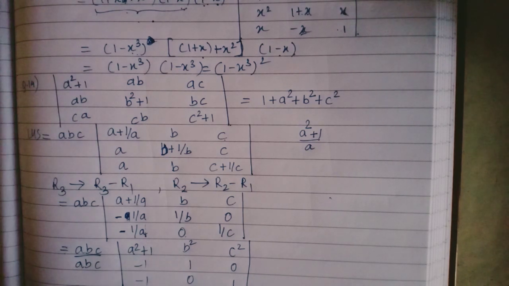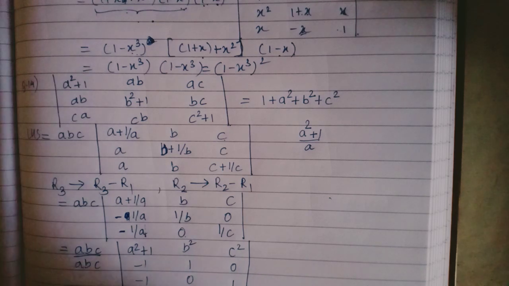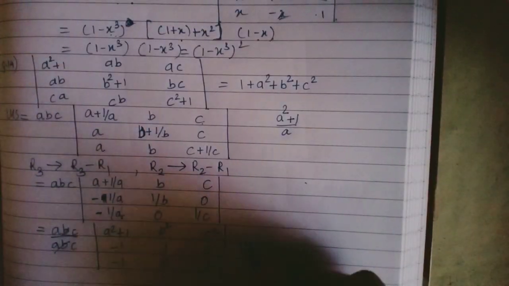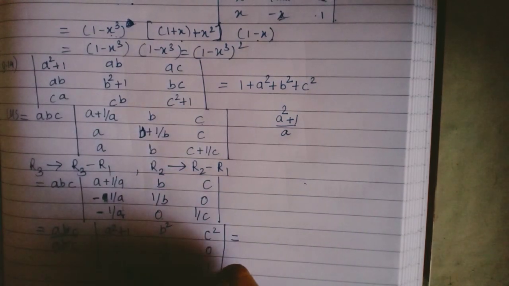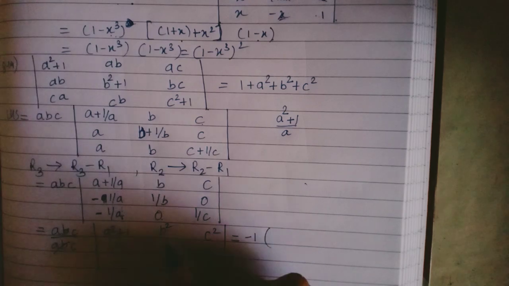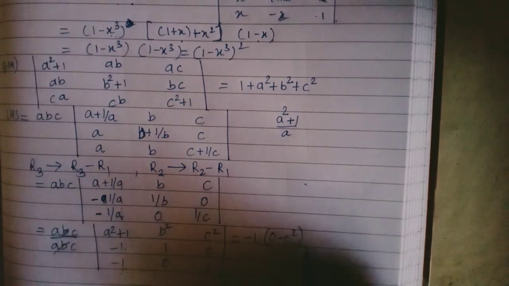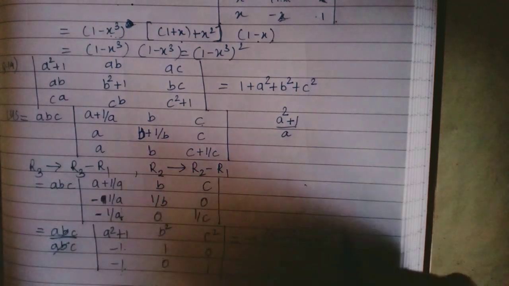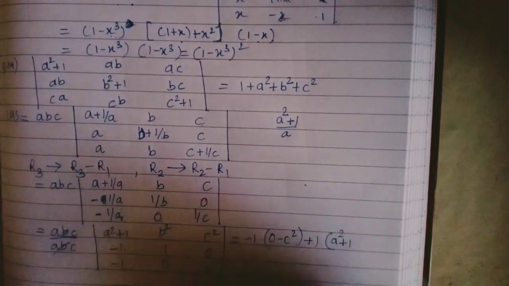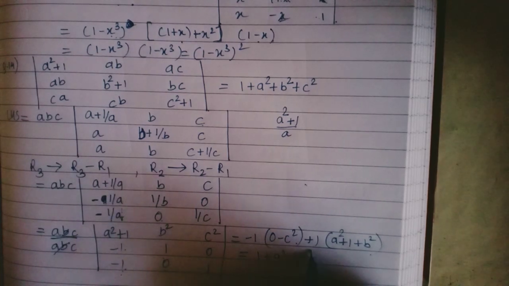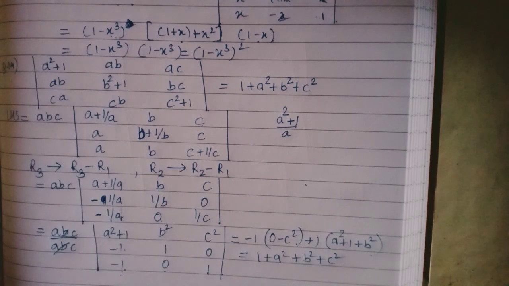Okay, so now we can expand along any row or any column. So if I expand along, say, R3, let's see what we get. Plus minus 1, 0 minus c square, then plus minus plus a square plus 1 plus b square. Okay, so you'll get here 1 plus a square plus b square plus c square. That is the required answer.